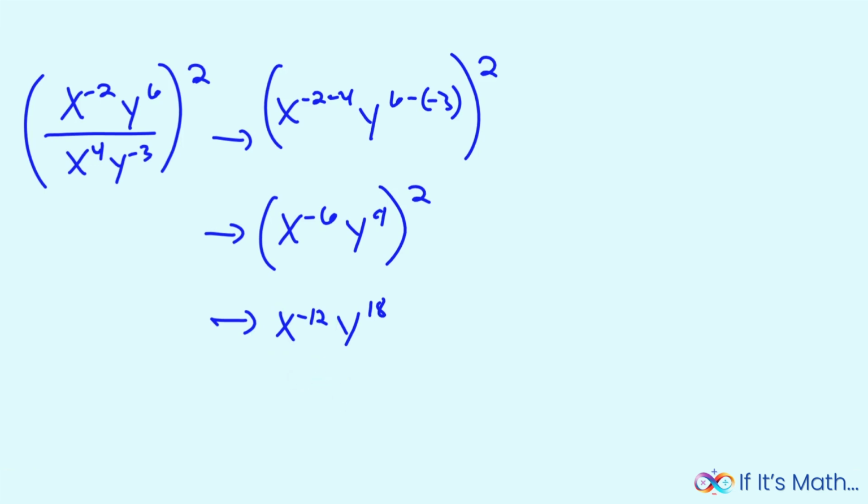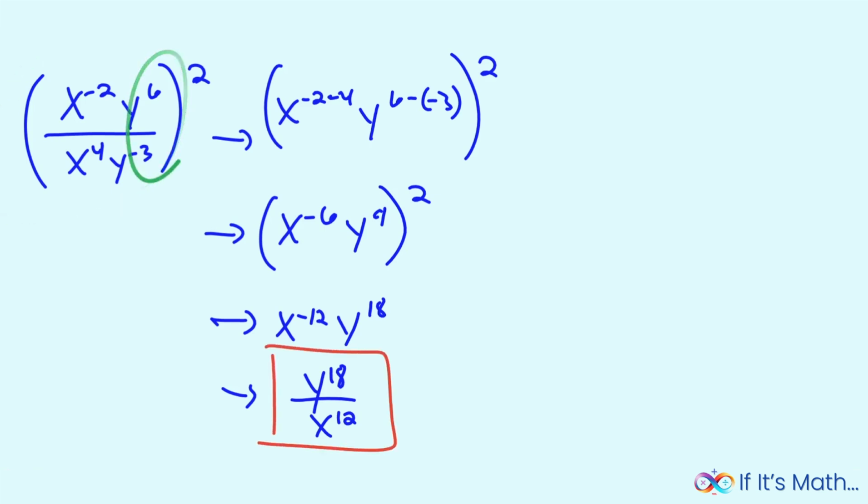So this is going to become y to the 18th over x to the 12th. And that is your final answer. So we don't have any parentheses left anymore, and we don't have any negative exponents left anymore.